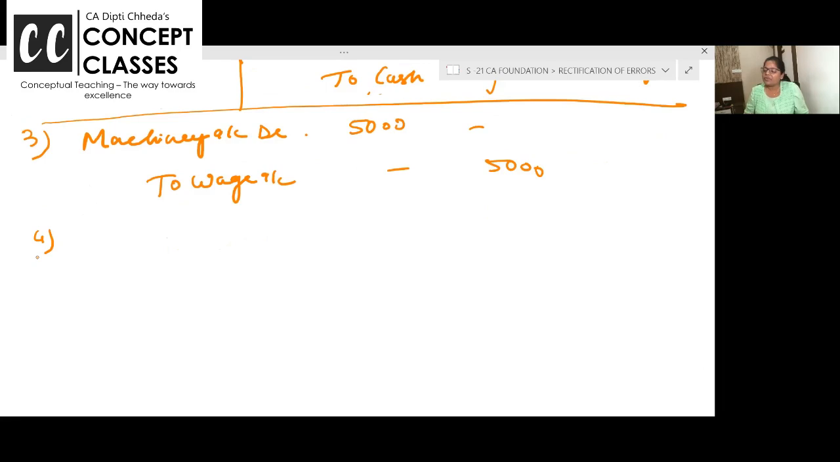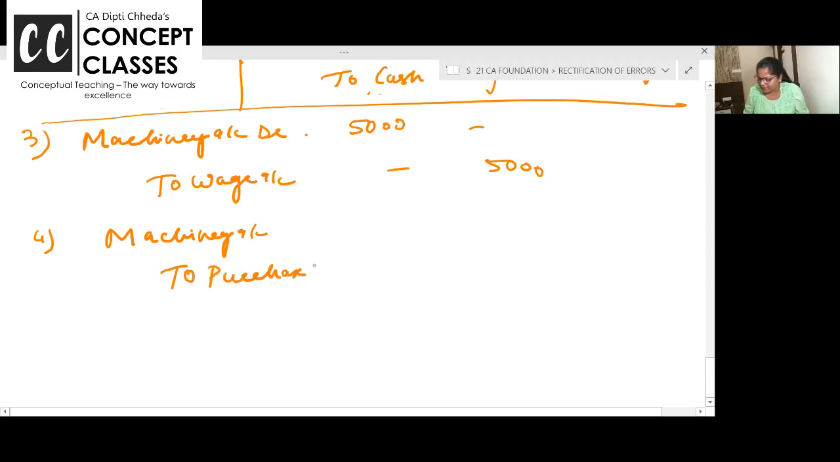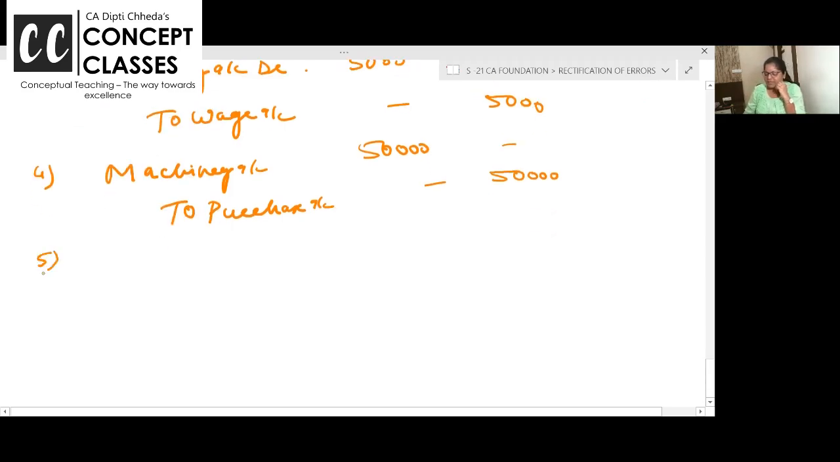Purchased machinery for 50,000 was passed through the purchases book. You have purchased machinery for 50,000, so you should have debited machinery account, but it is passed through purchase book. So purchase wrongly debited, credited 50,000 and 50,000. Machinery debit, purchase credit.